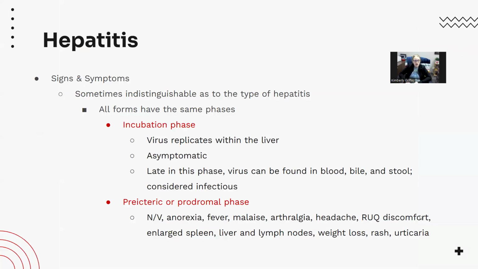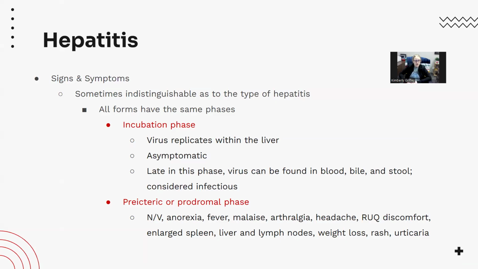Signs and symptoms of hepatitis in general. All forms have the same phases. They have an incubation phase where the virus replicates within the liver. In the incubation phase, you're asymptomatic. Late in the phase, the virus will be found in the blood, bile, and stool, and then you're considered infectious. So once you're positive for it, that's your late incubation phase.